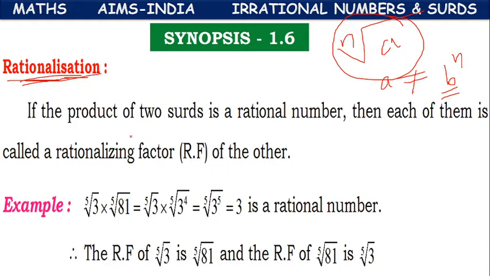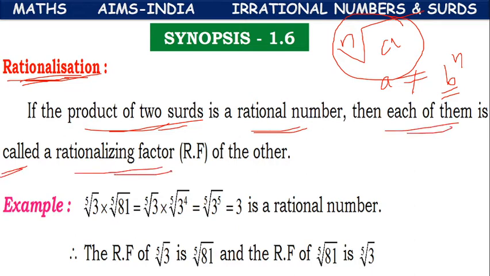Now, if the product of two surds is a rational number, then each of them is called the rationalizing factor, or RF, of the other. Means when we have two surds, if their product is not a surd, if their product is a rational number, then the two are said to be rationalizing factors of each other.